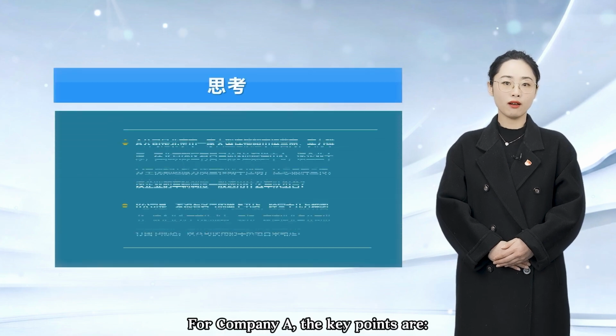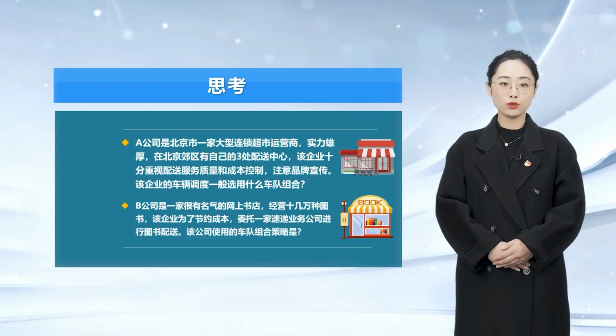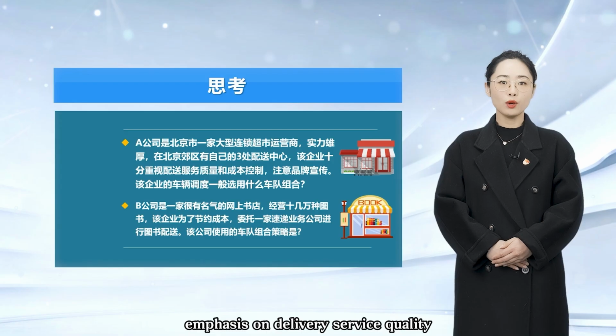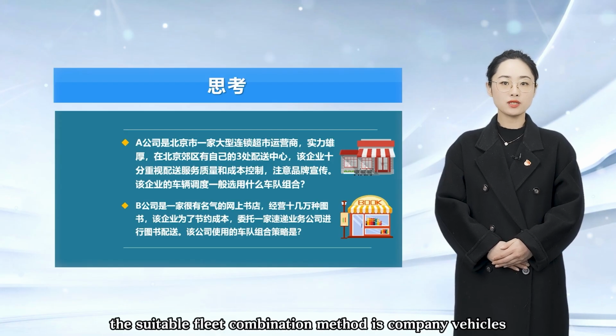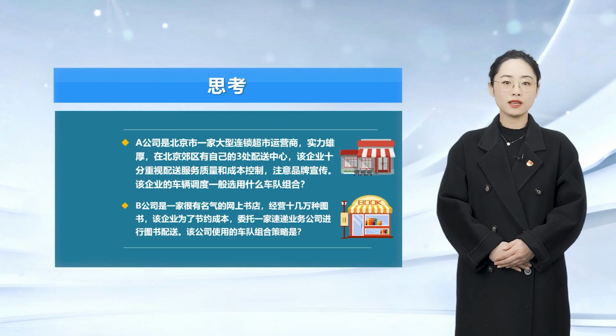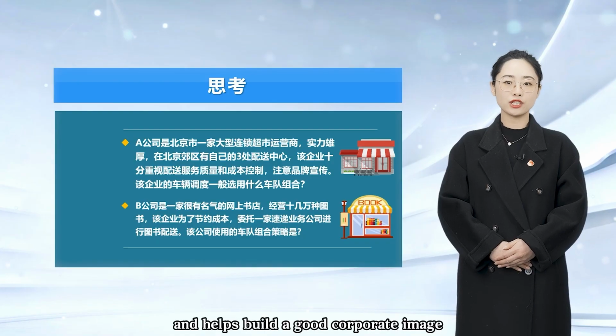Now that we understand the advantages and disadvantages of the 4 fleet combination methods, let's revisit the 2 questions. For Company A, the key points are strong capabilities, emphasis on delivery service quality, and brand promotion. Therefore, the suitable fleet combination method is company vehicles, company personnel, as it ensures control over service quality and helps build a good corporate image.